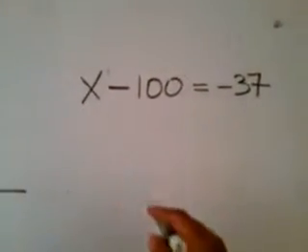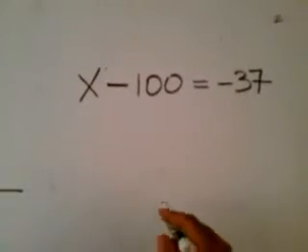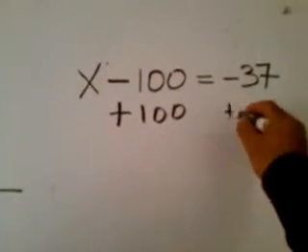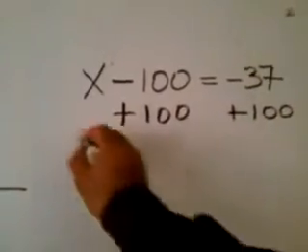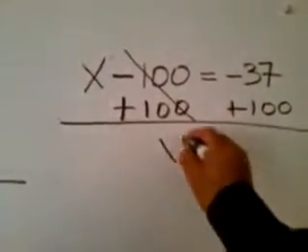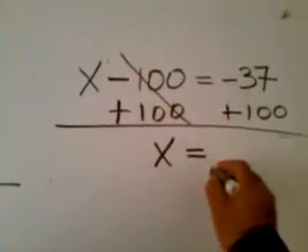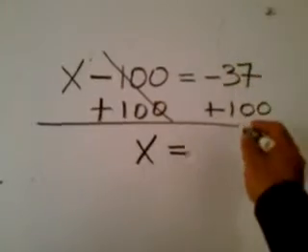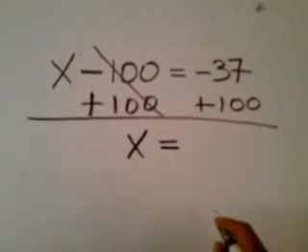Well, if we're solving for X, we need to get rid of this 100. And we know if we add 100 to this side of the equation and add 100 to this side of the equation, then we'll create a zero pair here, and we'll be left with just X. So we have X equals negative 37 plus $100.